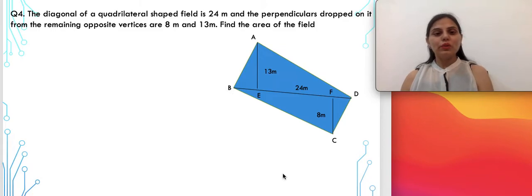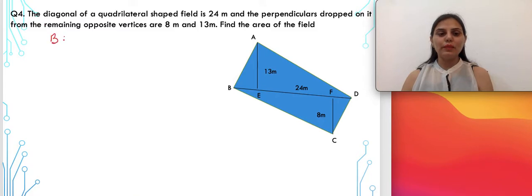Moving on to the next question now. The diagonal of a quadrilateral shaped field is 24 meters. The diagonal here is represented by BD. So BD is given to us as 24 meters. And the perpendiculars dropped on it from the remaining opposite vertices are 8 meters and 13 meters.